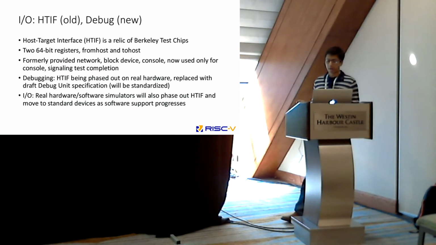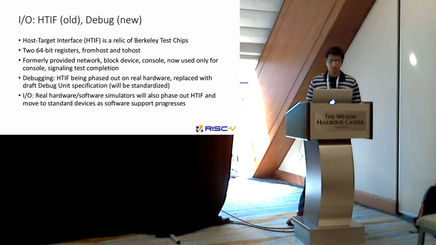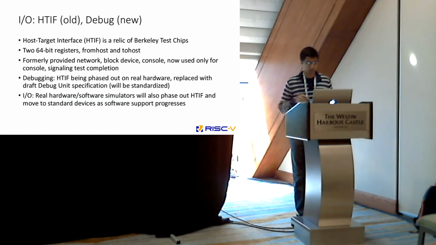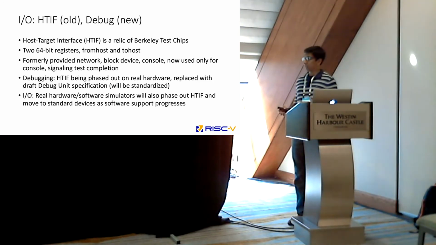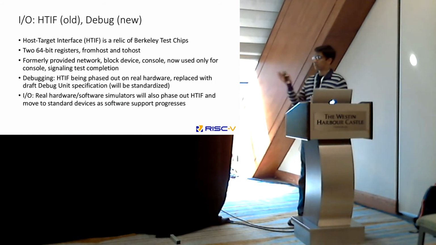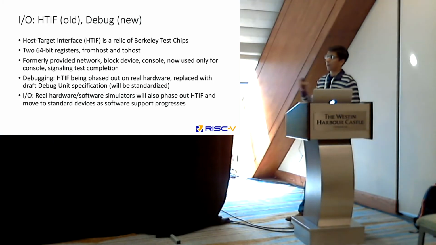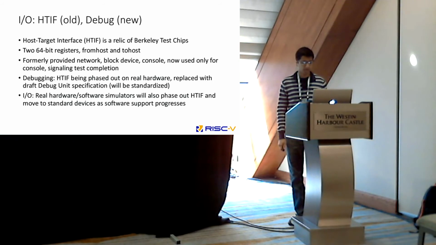It used to be able to provide things like networking, a block device, and a console, in addition to the standard VirtIO stuff that QEMU had. Now it's only for console and signaling test completion, which I'll talk about in a second. But what we want to replace this with is the RISC-V standard debug spec. The idea is that we want to make it much easier to debug real chips once you get them. This is something that's in the process of being standardized too, and it's going to replace HTIF for the debugging features that HTIF used to have.